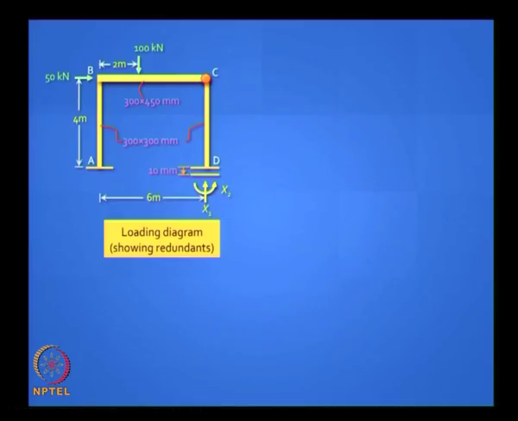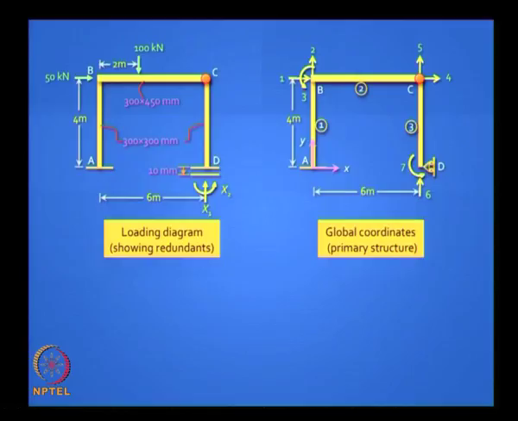Okay, so I am going to choose my redundants x1 and x2 as the vertical reaction and the moment at the support D. Okay, which means I have to, in my primary structure, release those two corresponding restraints to displacement. So what's the support I will put there? There you are. Put a roller in the vertical direction. Okay, put the roller in the vertical direction and number your coordinates appropriately.